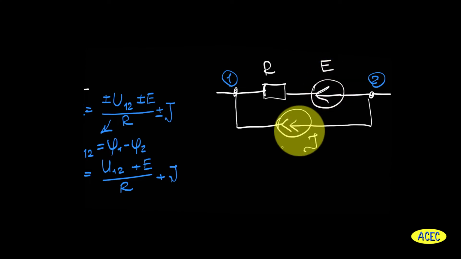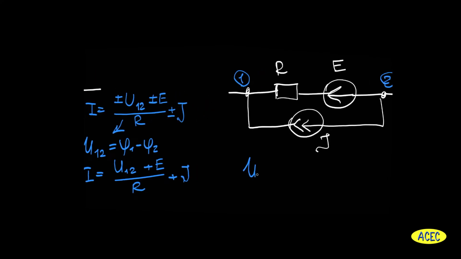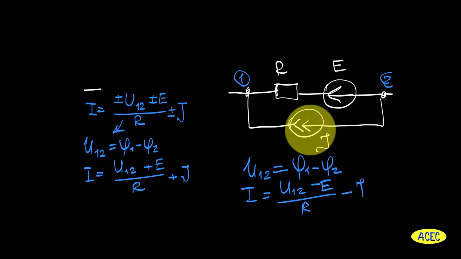In the last example, we have the same voltage. Voltage 1, 2 is Phi1 minus Phi2, but the direction of voltage source is from node number 2 to node number 1, respectively the same direction of current source from node number 2 to node number 1. So these two values in the last equation will be with minus sign.